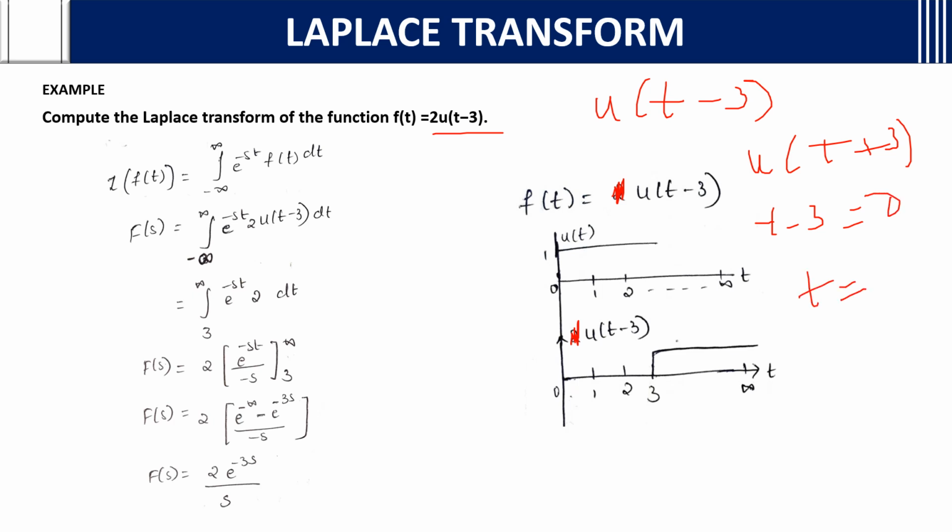T is equal to what? 3 means t shifting 3 times. If it is t plus 3, then t is equal to 0, t is equal to minus 3. So it is shifting minus 3, which means left side.